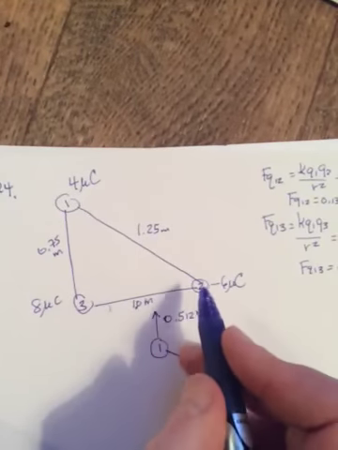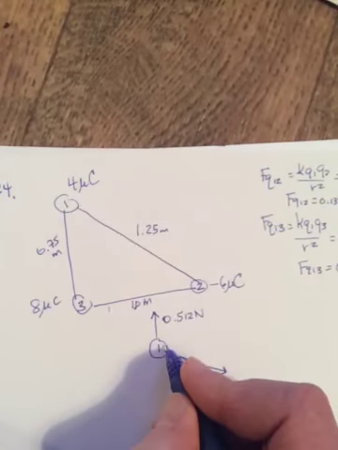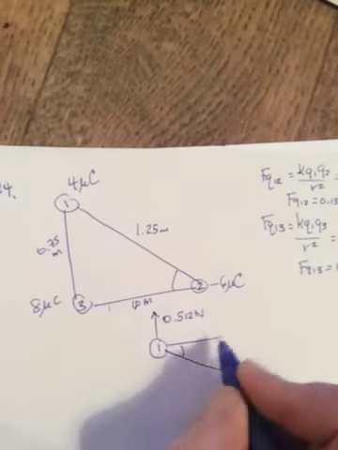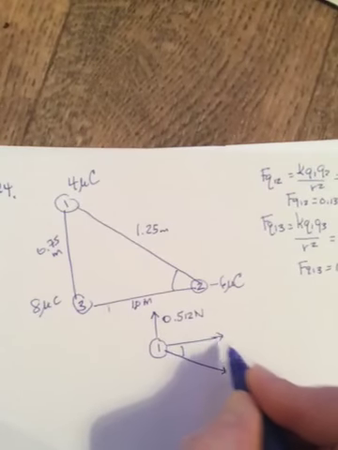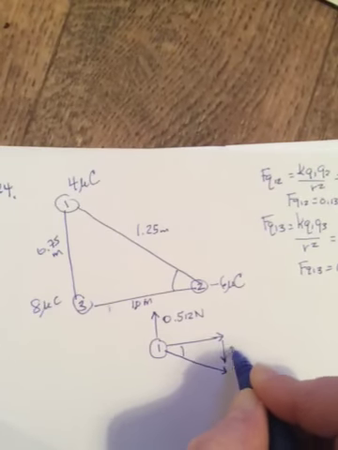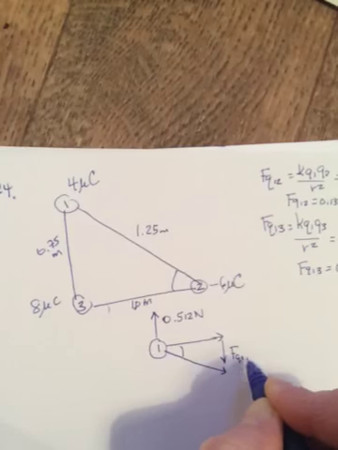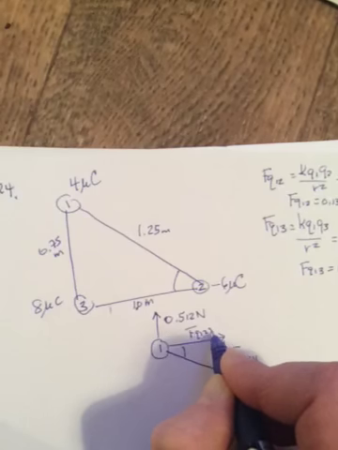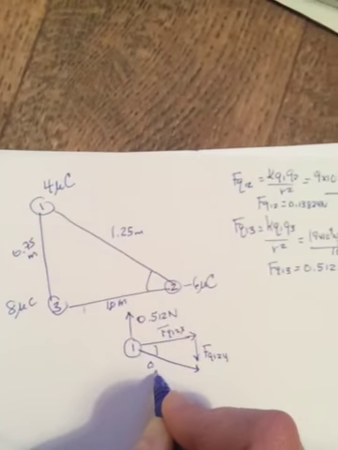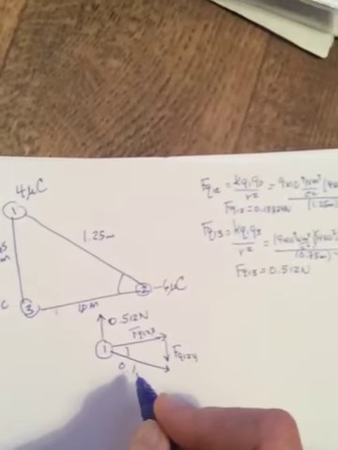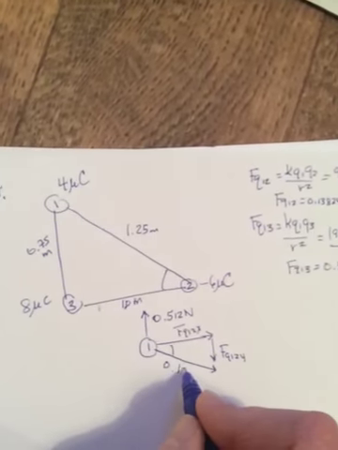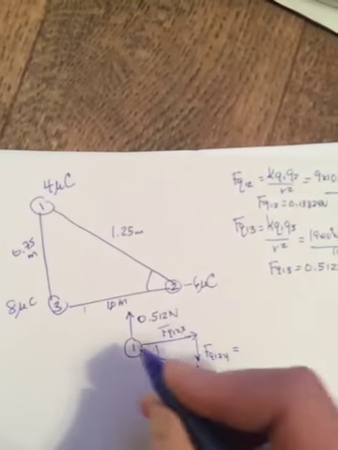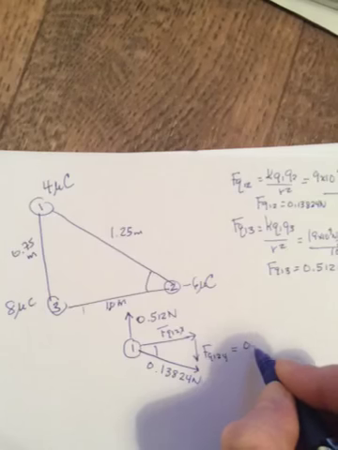Now this angle will be this angle. This angle here will be this angle here, because they'll be alternate or opposite angles. So it's going to have an x component and a y component. So this is FQ12y, and this is FQ12x, and this was the 0.13824 newtons.